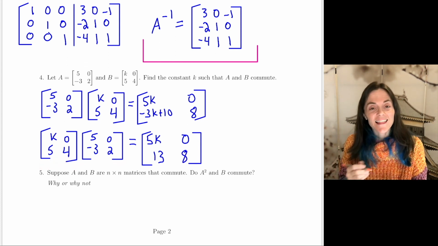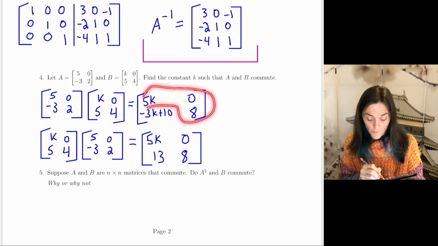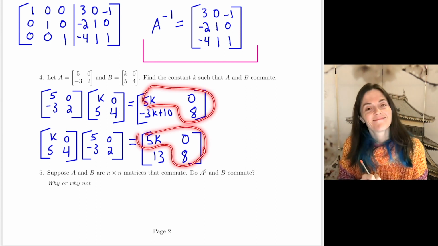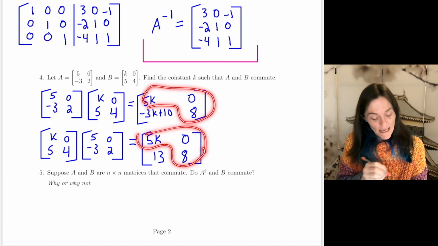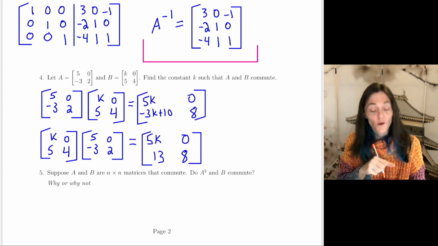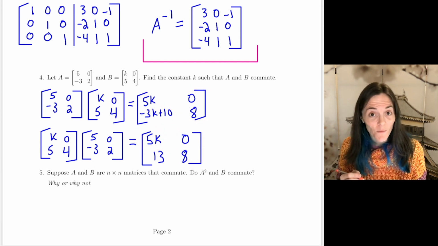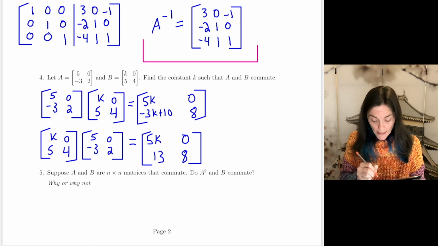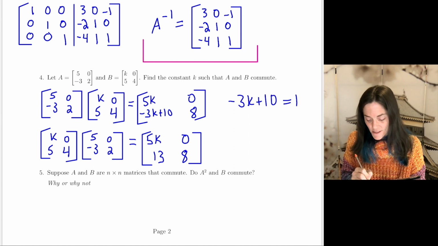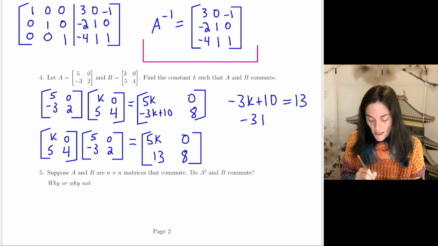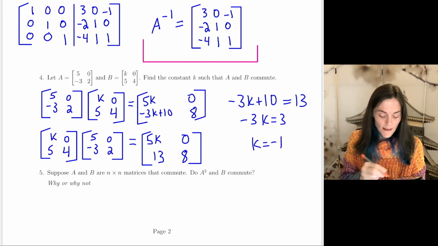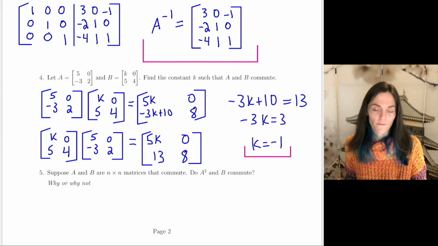Well, you see, looking at these, those all match. And so we just need to set the row 2, column 1 entries to be equal and solve for K. We get minus 3K plus 10. This is 13. Now subtract 10 from both sides. We have K as -1. This is my answer here.